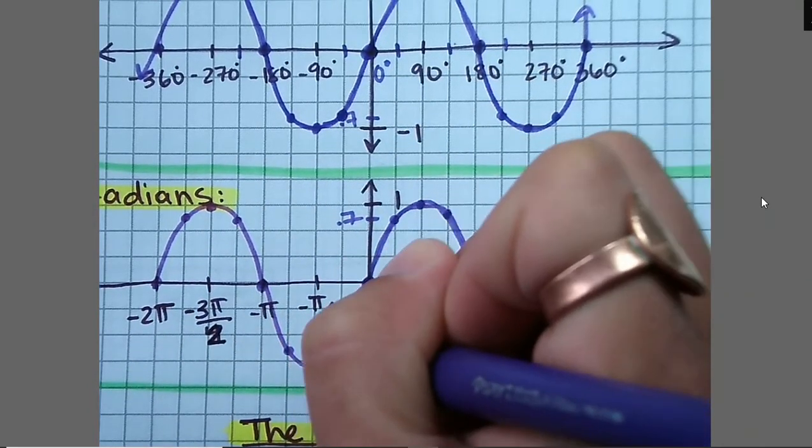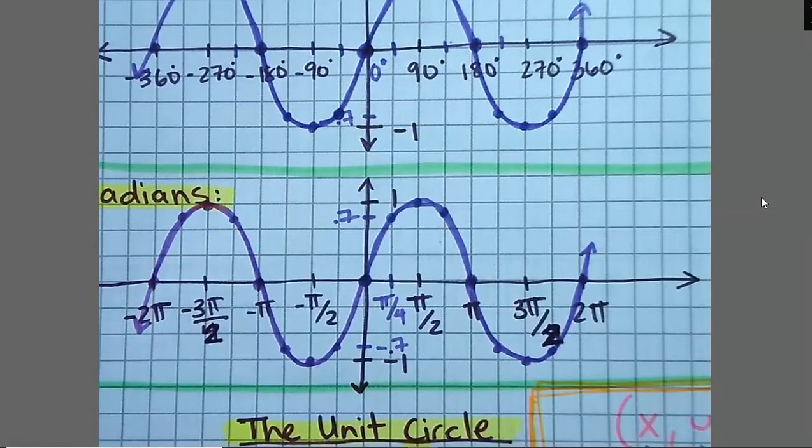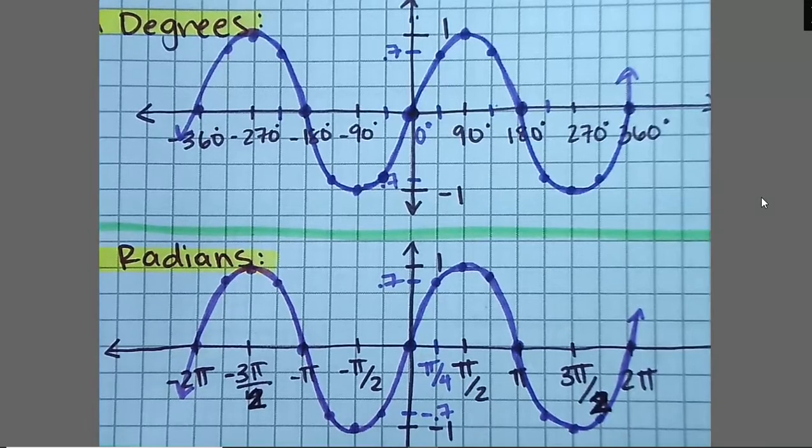All right, so this is our sine wave that came from all the y values of our unit circle. Again, you don't need to memorize the unit circle, but you do need to know that sine comes from the unit circle. Okay, so what we're going to do now is we're just going to look at a few properties of the sine function. This is our parent function.